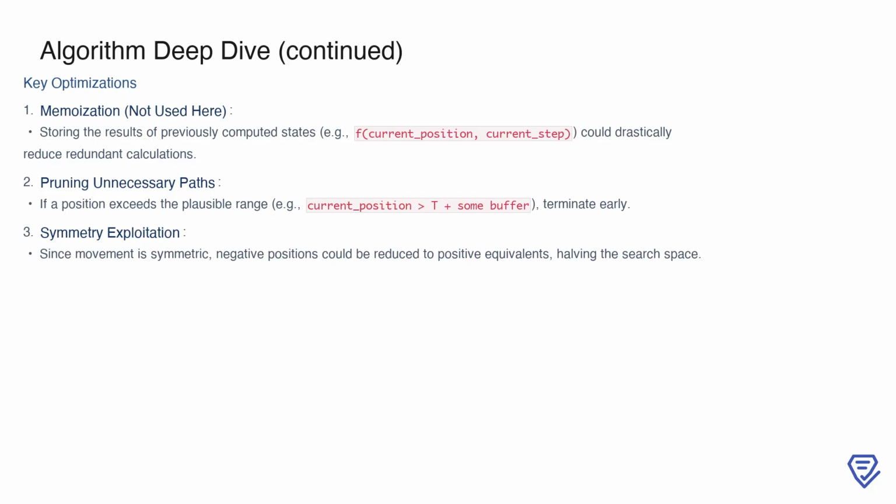Additionally, the symmetry of movement can be exploited. Since the number line is symmetric, negative positions can be treated as their positive equivalents, effectively halving the search space. These optimizations transform the brute force approach into a more efficient and practical solution, making it better suited for handling larger inputs while maintaining correctness.